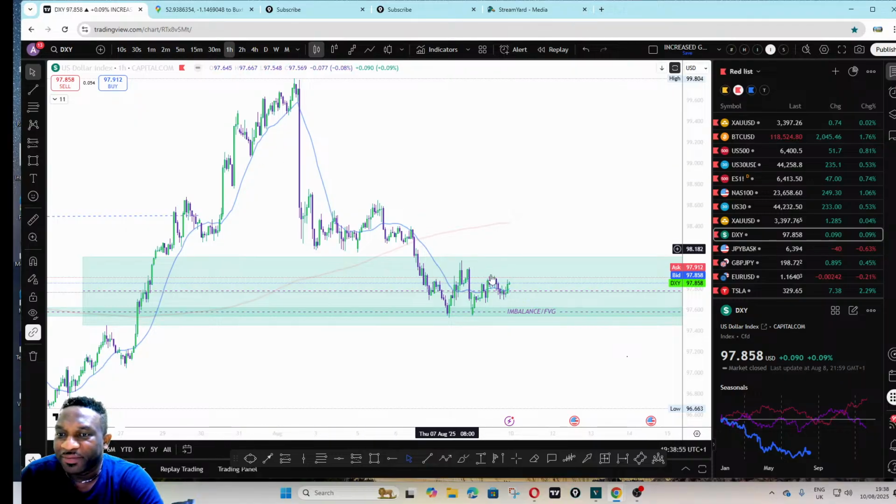We have this on the DXY, as we also have this big area to be filled. On the 1 hour, it could happen this coming week that this gets filled. So as this gets filled on the DXY, we expect gold to be pushing down as well. So that's that.